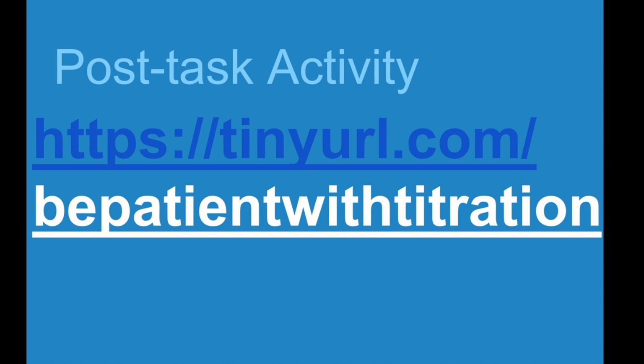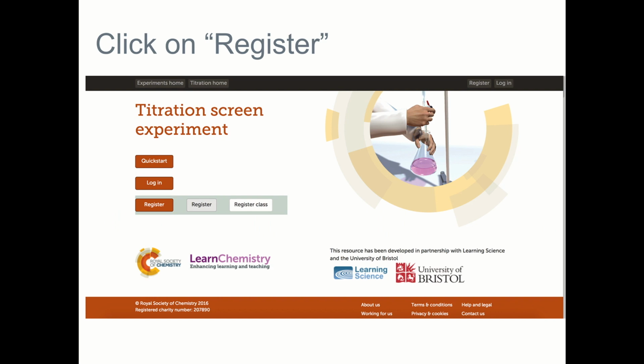Alright, so what's next will be to try out titration at home. Please go to this tiny URL, tinyurl.com/be patient with titration. Your homework will be to try out titration at home and learn to be patient. Slowly try out titration at home to really see the color change, see how to calculate, see how to record your readings.